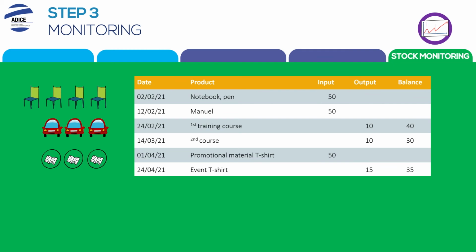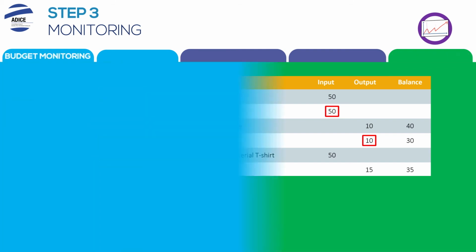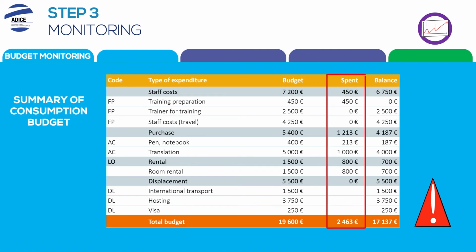Create a tracker for the stock of specific materials for the project. Fill in the table after each entry and exit of the material to get an overview of the stock. Be aware of under or over consumption. If the discrepancies are too important, take preventative measures.